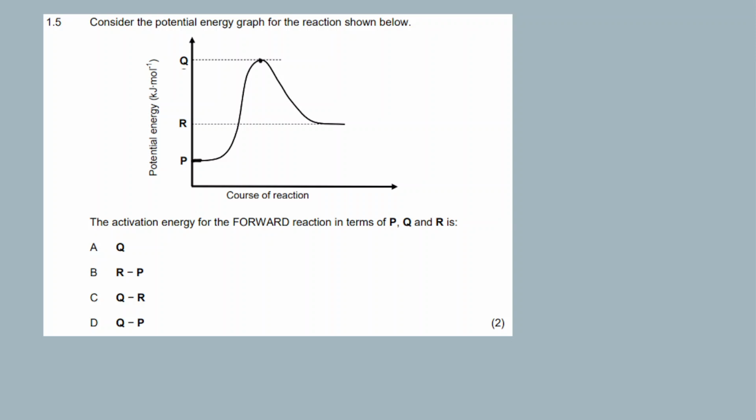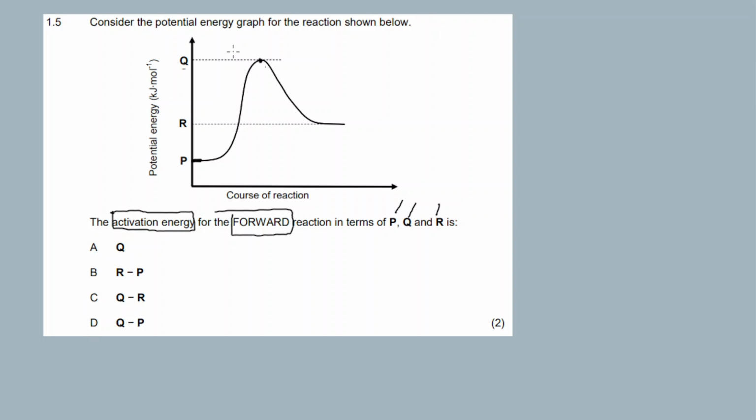In this recording, we look at potential energy graphs. Consider the potential energy graph for the reaction shown below. On the y-axis is the potential energy, and the course of reaction is on the x-axis. We are asked for the activation energy for the forward reaction in terms of PQR. PQR is A all the way up to D.